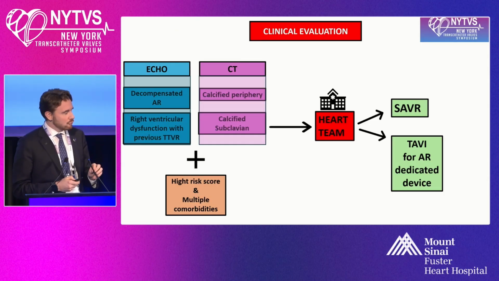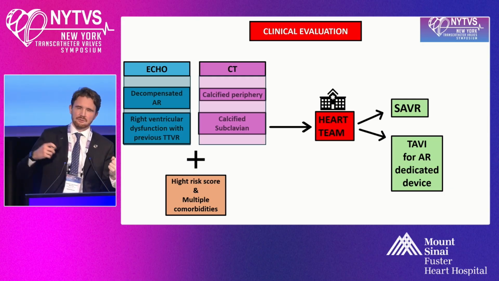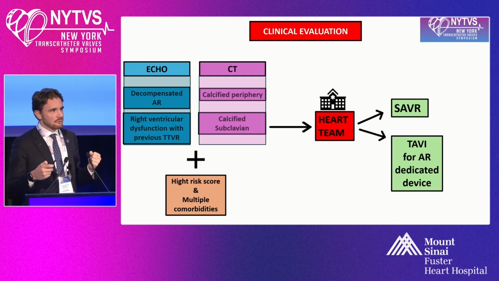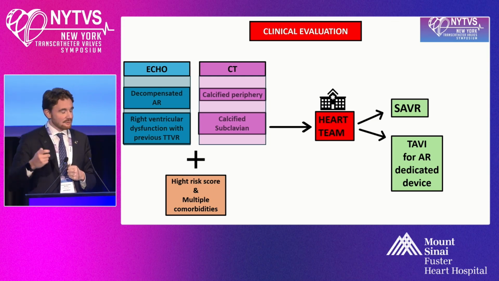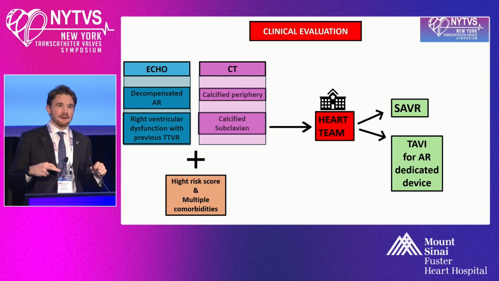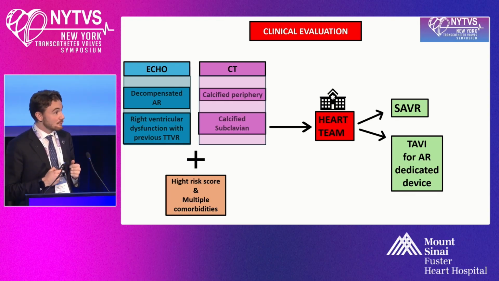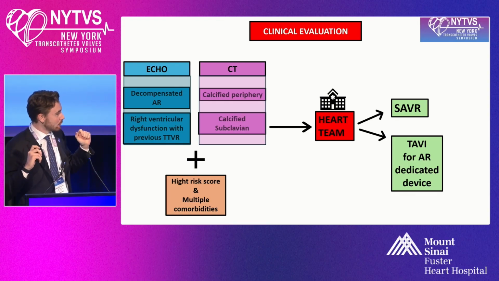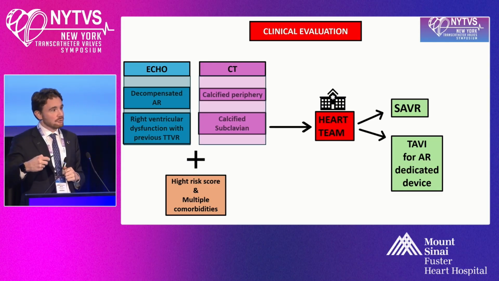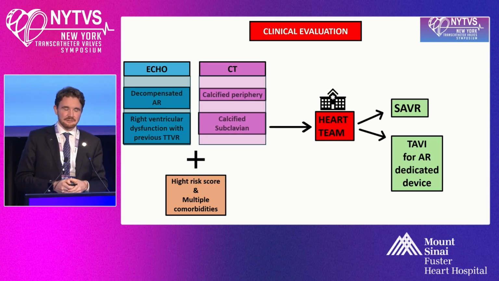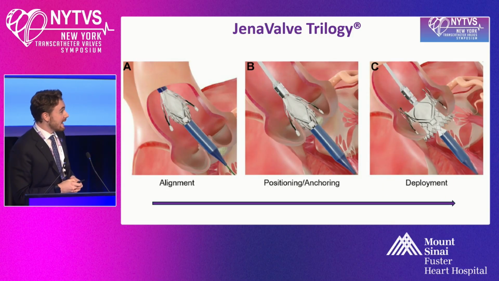So what to do next? Just to summarize, we have a decompensated aortic regurgitation patient with right ventricular dysfunction and a previous TTVR. On the other hand, we have a CT with calcified peripheral vessels and a calcified subclavian. On top of this, a high-risk patient with multiple comorbidities. I think the heart team in this setting is really the most important device, if we want to call it that, that we can use to choose between surgery or a transcatheter approach for aortic regurgitation, in this case with a dedicated device. And the idea was to go ahead with a JenaValve implantation.